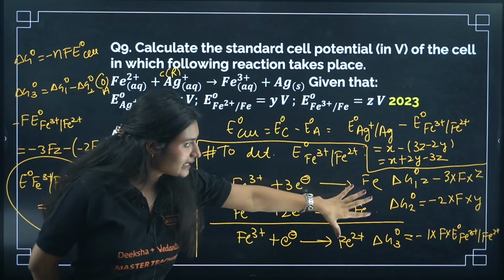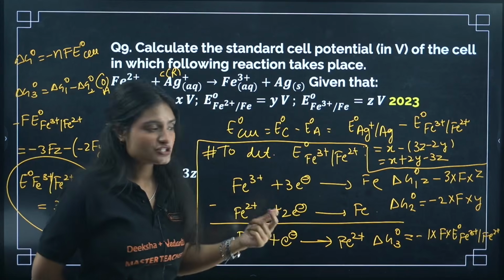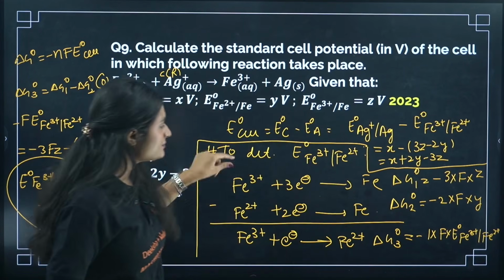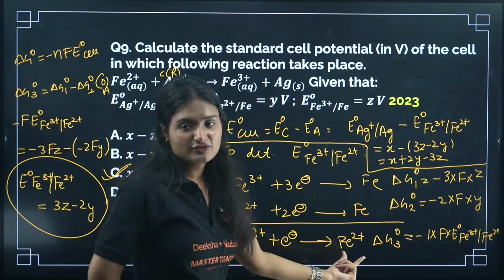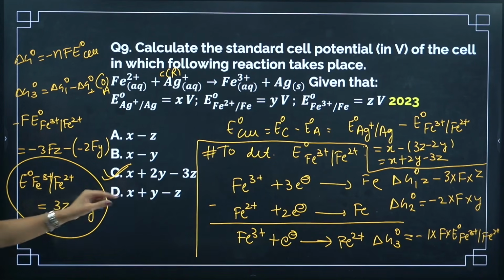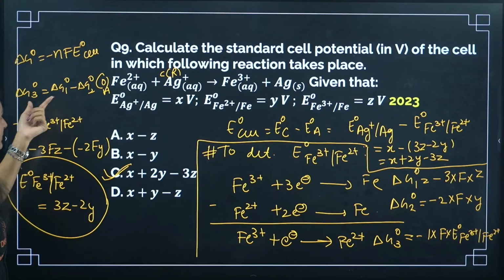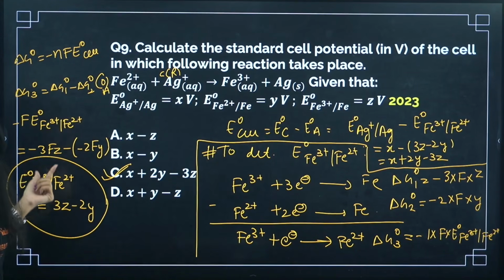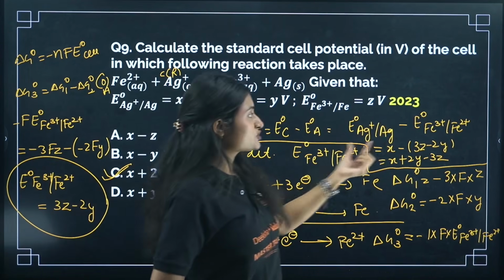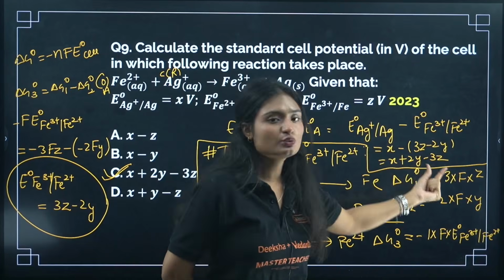So I convert them into an extensive property, which is Gibbs free energy. Gibbs free energy for this is minus nFE, and for this is minus nFE, and if I subtract these two equations, I get the desired equation. That means the E naught cell for Fe3 positive to Fe2 positive. Then I just placed the value here, and from there I got the answer 3Z minus 2Y. That is the electrode potential of the anode. If I substitute it in this final equation, I get x plus 2y minus 3z.